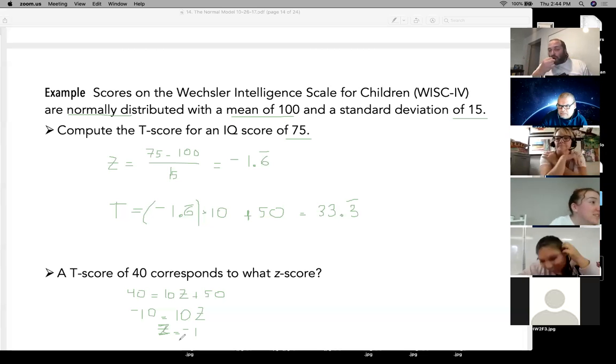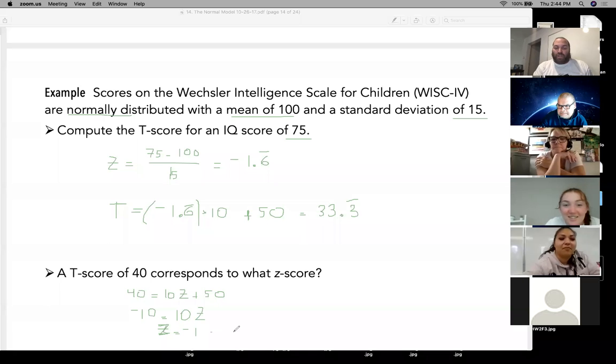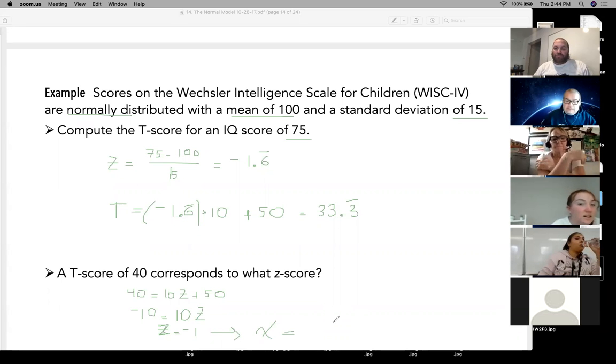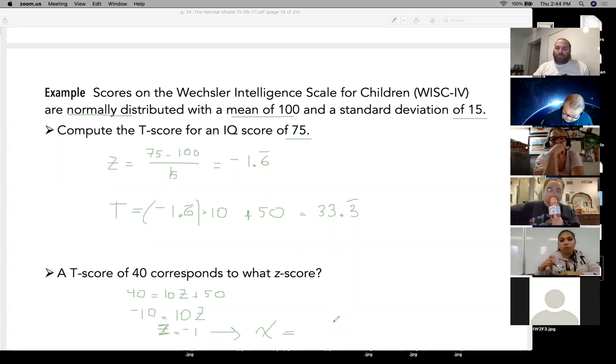Okay, so we have a z-score. Now, what was the actual score? No, don't need the chart. X would be 40.